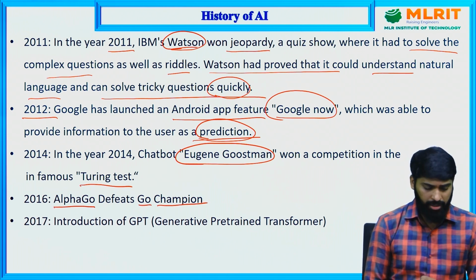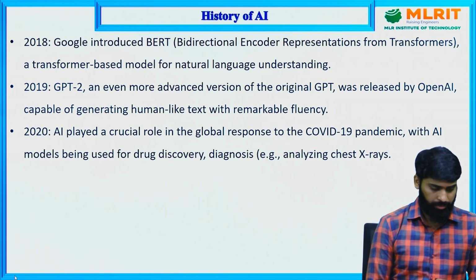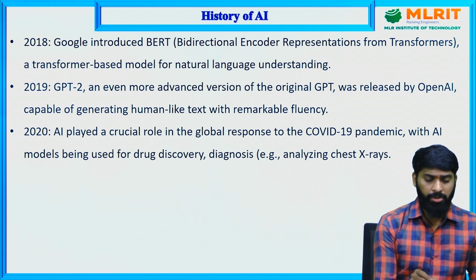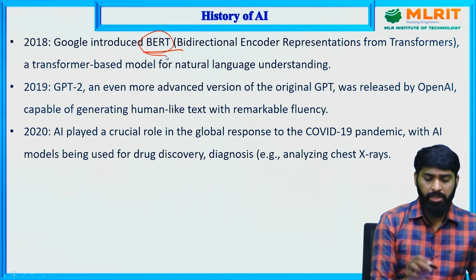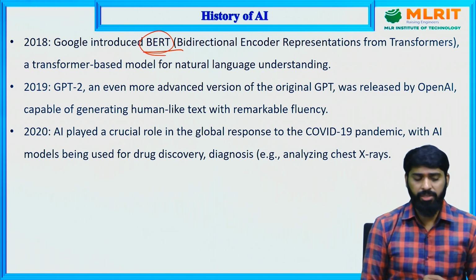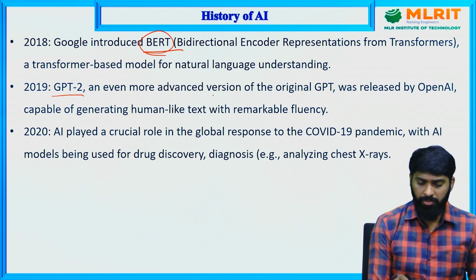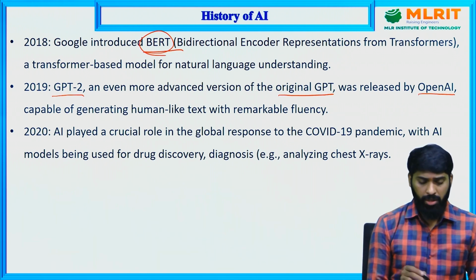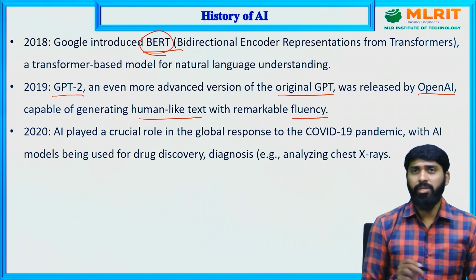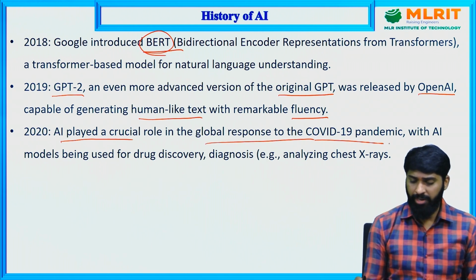In 2017, the transformer-based GPT line began. GPT means Generative Pre-trained Transformer. In 2018, Google introduced BERT, Bidirectional Encoder Representations from Transformers. It is a transformer-based model for natural language understanding. In 2019, GPT-2 and even more advanced versions of the original GPT were released by OpenAI, capable of generating human-like text with remarkable fluency.